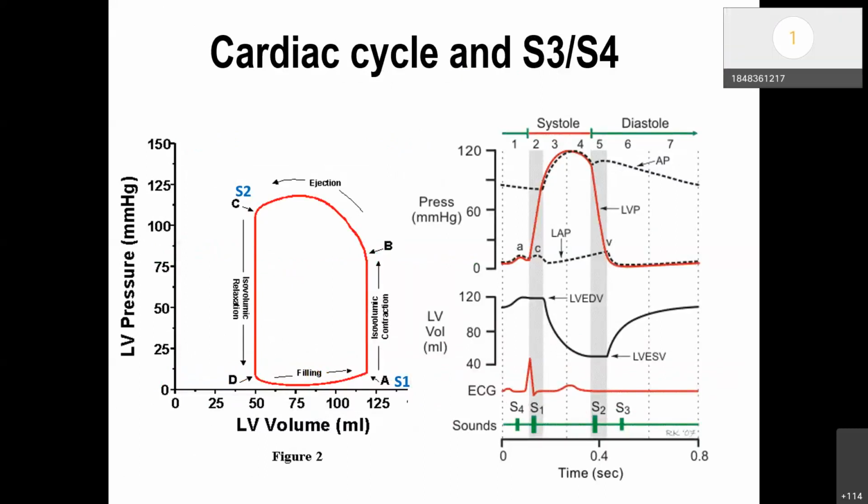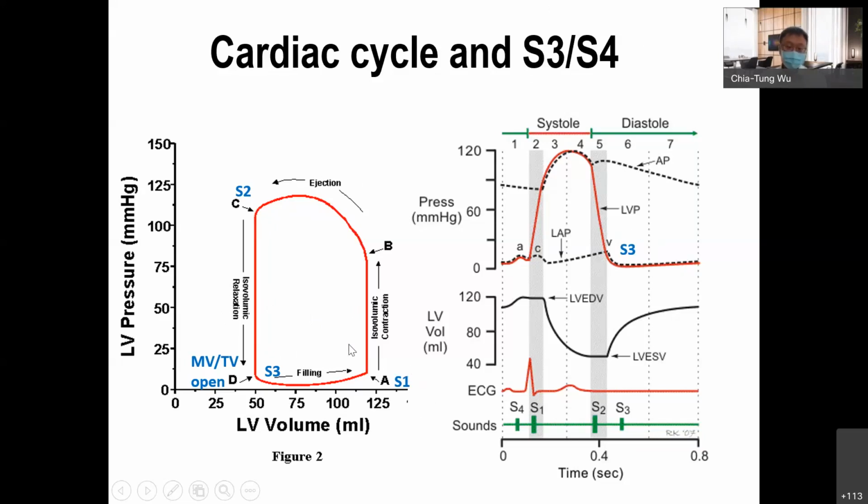And where can we hear S3 and S4 in our cardiac cycle? So I just show you that S3 is produced by rapid ventricular filling. So after the mitral valve opens at point D, then we start ventricular filling. So S3 must be at this point after the mitral valve opens. The mitral valve opens here, then we can hear S3 here.